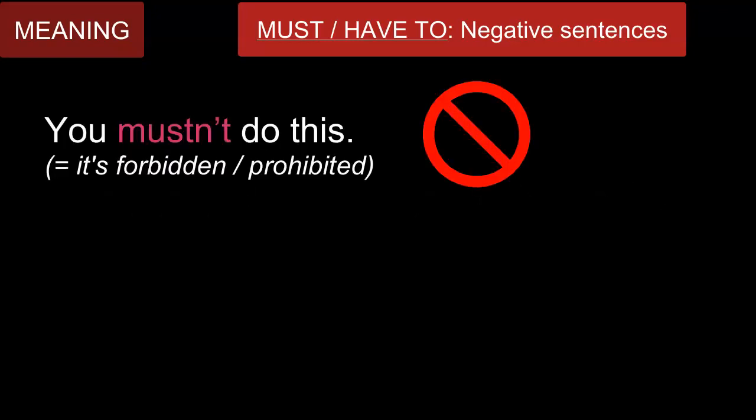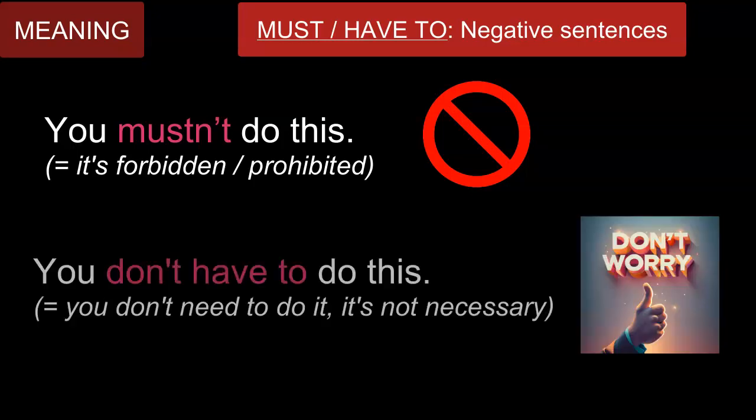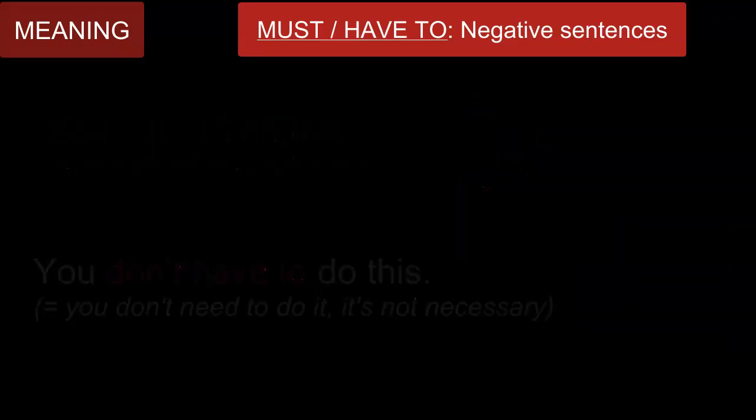In negative sentences, must and have to have completely different meanings. Mustn't expresses prohibition. You're saying that something is forbidden. But if you say, you don't have to do this, it means it is not necessary. You can do it if you want, but it's not necessary.